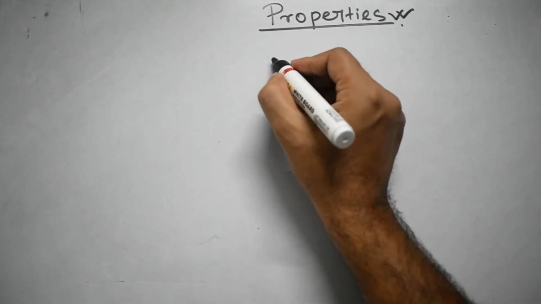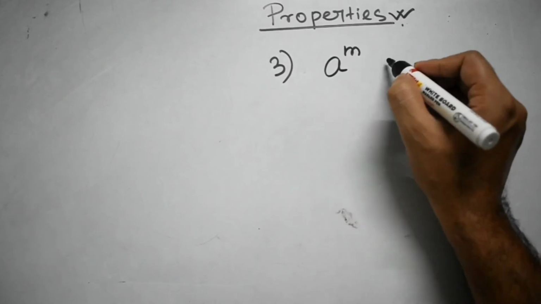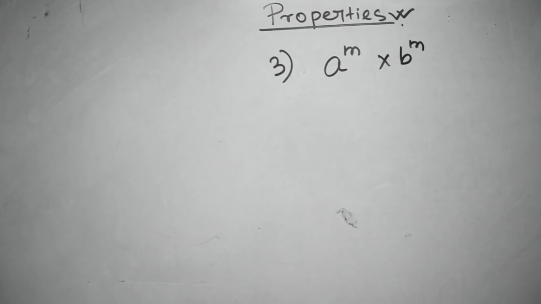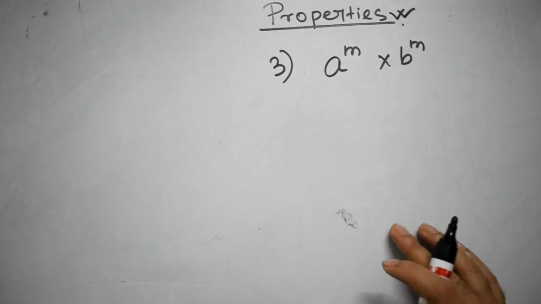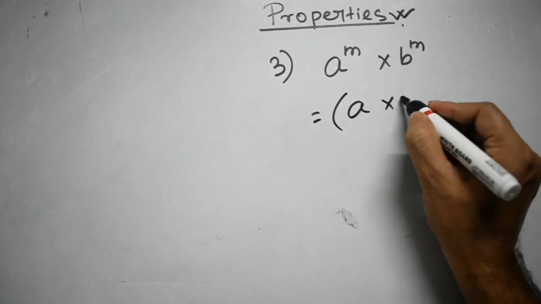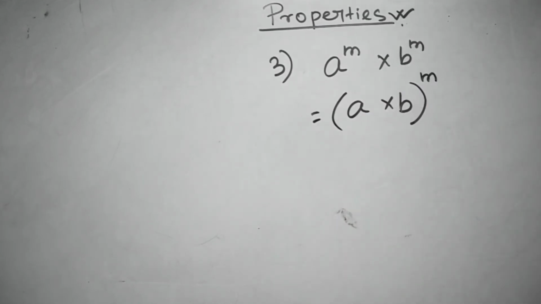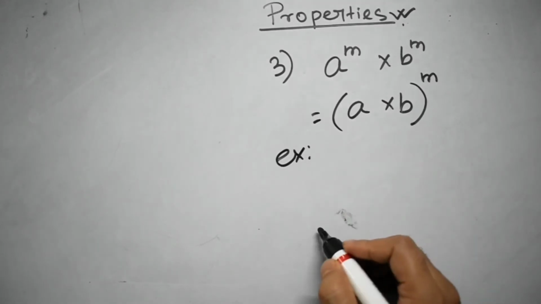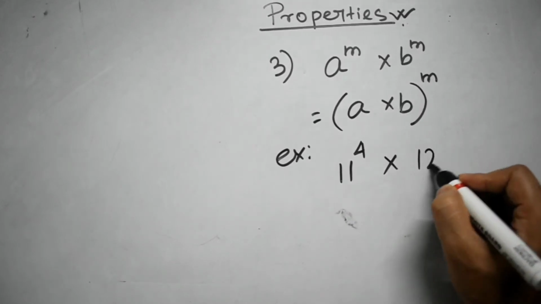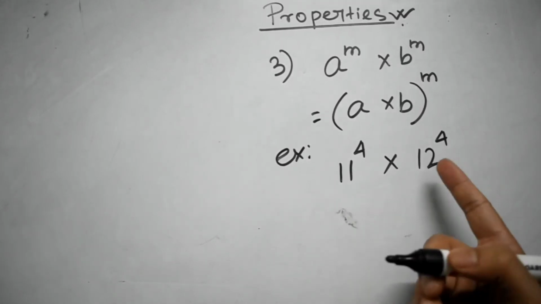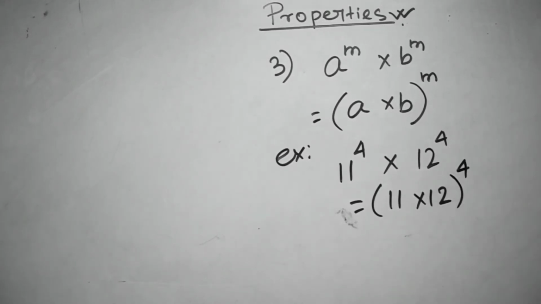Let's talk about the third property. Suppose we have a to the power m into b to the power m, where the base is different but the power is same. Then we'll do a into b within bracket and we'll write m over here. Now let's take an example. Suppose we have 11 to the power 4 into 12 to the power 4, where the base is different, that means I can write 11 into 12 to the power 4.